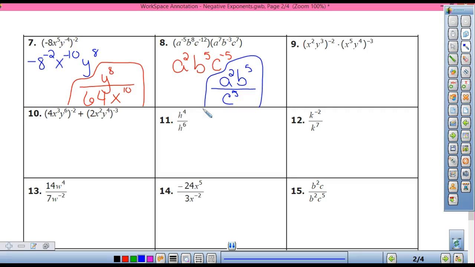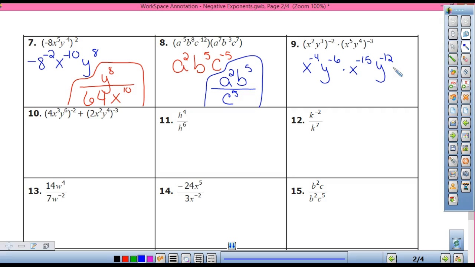All right. So we've got some distributing to do first. Number 9, right? X to the -4th, y to the -6 times x to the -15th, y to the -12th.